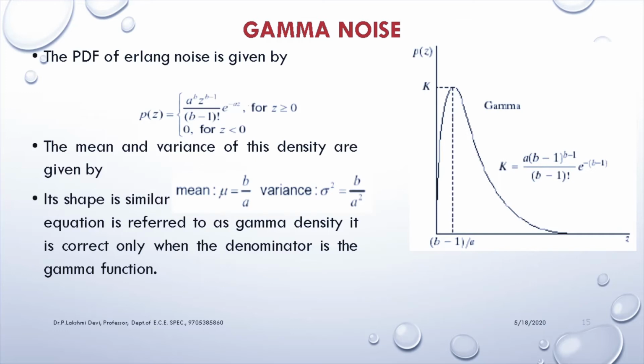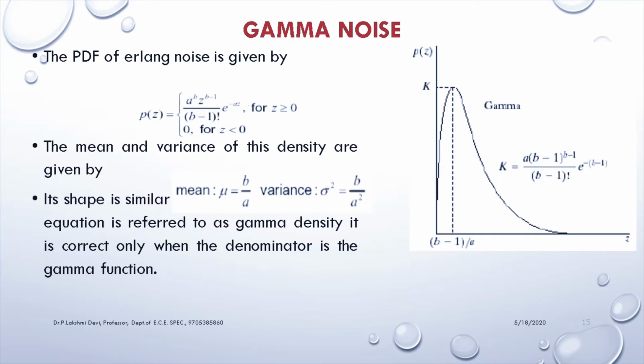The mean and variance of these densities are given by mean mu equals B by A, and variance sigma square equals B by A square. These formulas are very essential to remember, because whenever there is a chance to have problems on noise models, if you have remembered these formulas, it is a direct substitution for evaluating any probability distribution function of any sort of noise. Its shape is similar to that of Rayleigh noise, but it is closer to the origin.